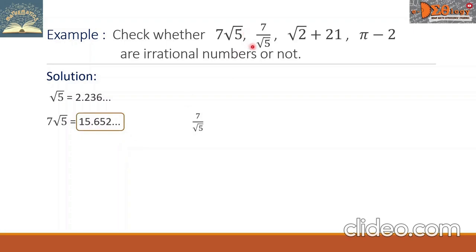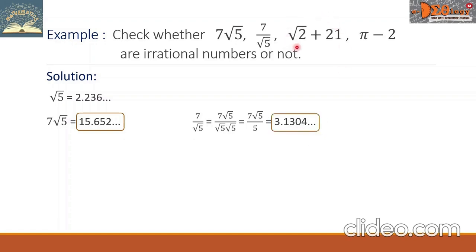Next is 7 over square root of 5. This is the division of the rational number 7 by the irrational number square root of 5. In here, we can rationalize the denominator. We multiply this fraction by square root of 5 over square root of 5. By this, the denominator becomes rational and the value is 5. So we have 7 square root of 5 over 5. It means this value here, we divide by 5, and we will get 3.1304 and so on.